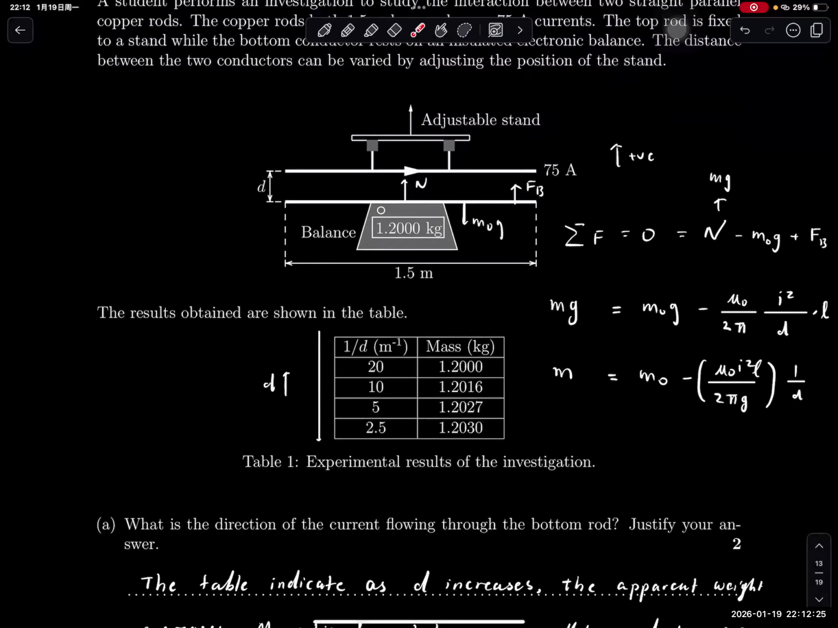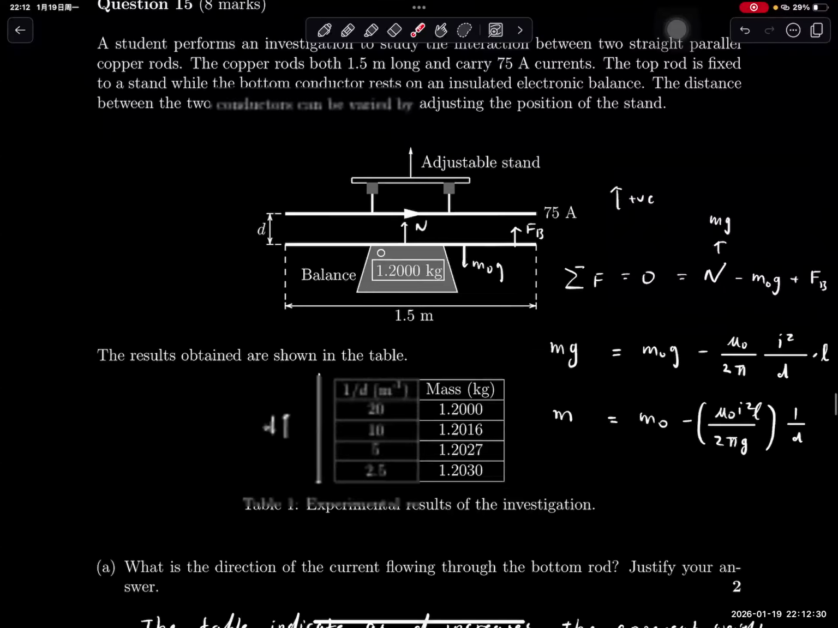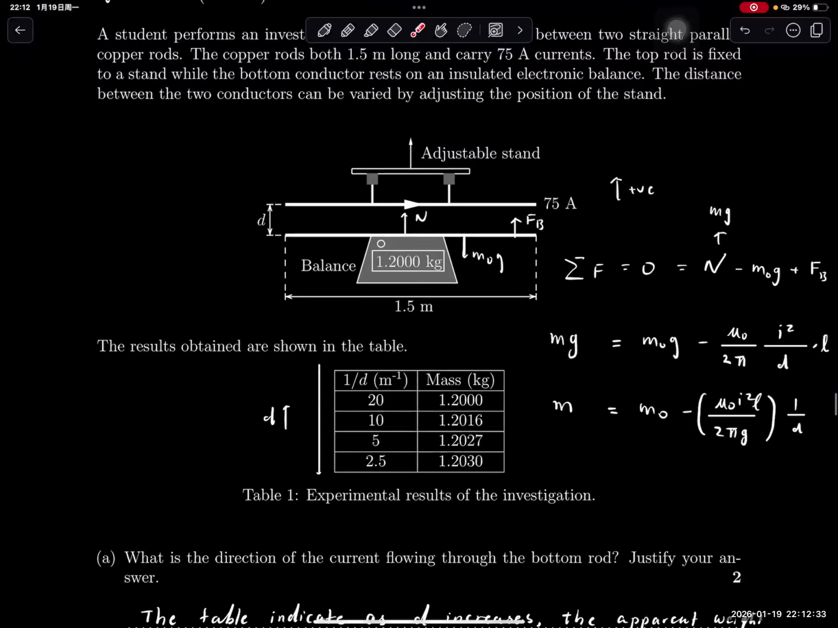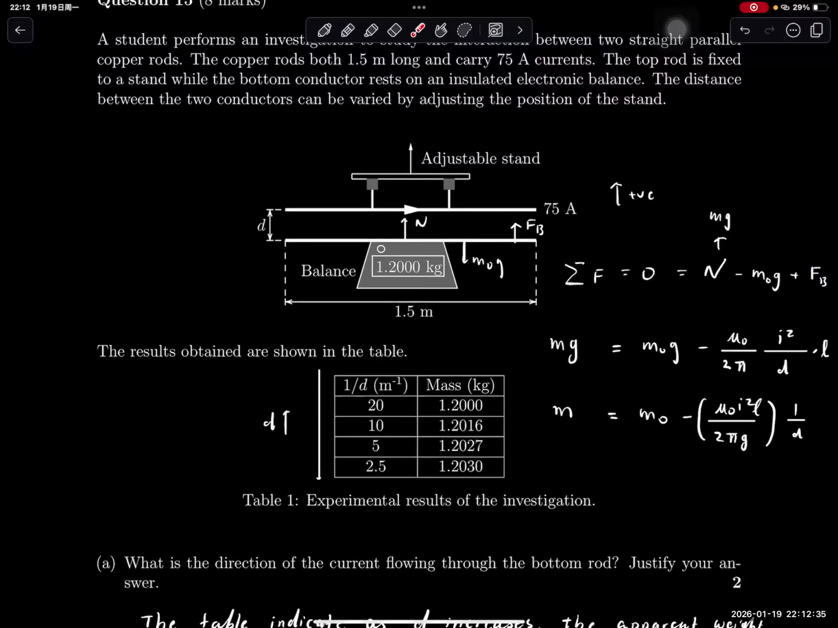Like we would vary the distance between them, which is a small d right here, and then we would do it in different increments. But the data shows 1/d, so it's already been sort of linearized for you, so you don't have to do it yourself. Right, so it's 1/d, ranging from 20 to 2.5. Because it's 1/d, as you go downward in the table, 1/d decreases, that means d actually increases. And the mass measured by the balance, which is the dependent variable, increases accordingly.